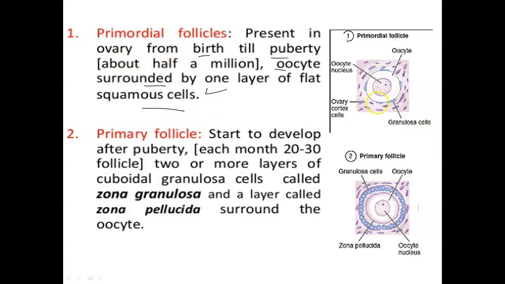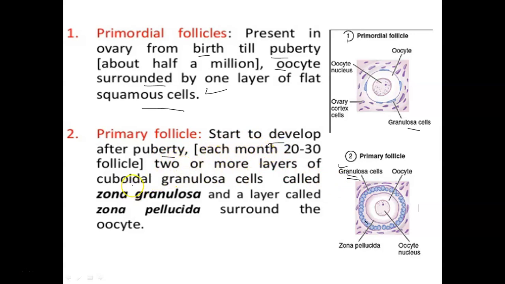So you can see the structure here, right? This is the primary oocyte and surrounding it are the granulosa cells. Now it will change into the primary follicle. Here we can see around that oocyte a single layer of granulosa cells. These granulosa cells are meant for release of the hormone estrogen, and this estrogen will help in the changing of the primary follicle to the graafian follicle. This estrogen is released by granulosa cells under the influence of FSH. Now, primary follicles start to develop after puberty.